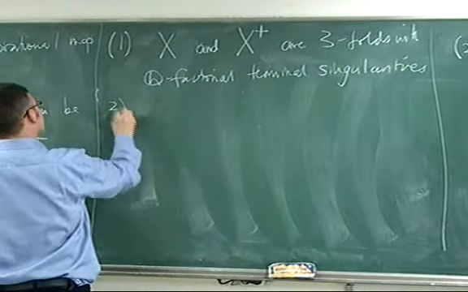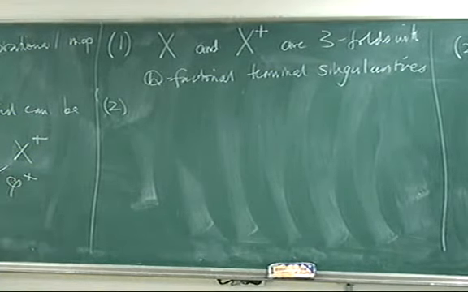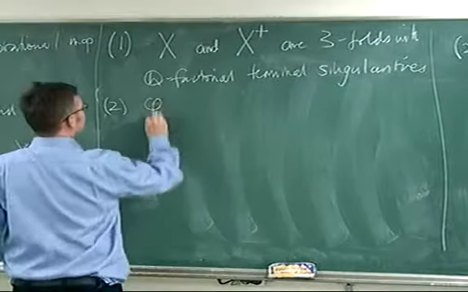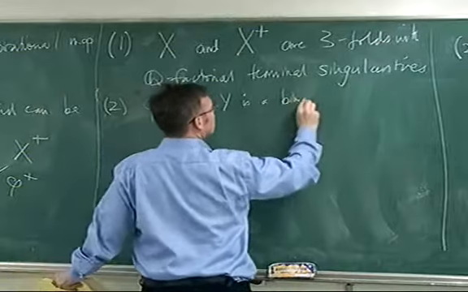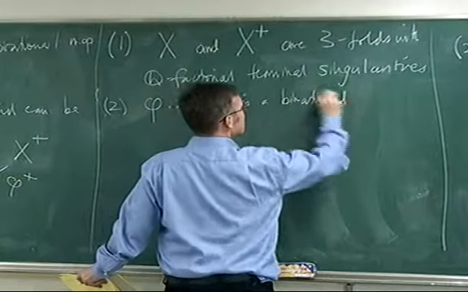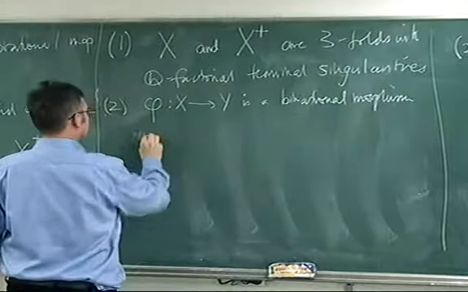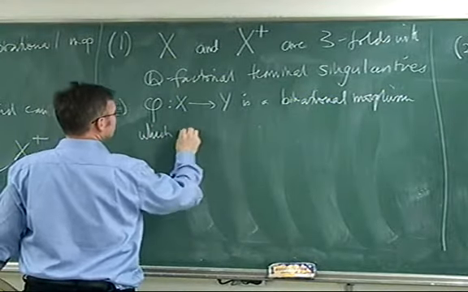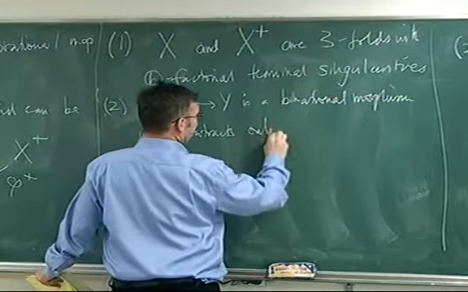Okay, that's 1, 2. So this first map here on the left, these are two maps which I'm calling phi and phi plus. So phi is a birational morphism which contracts only finitely many lines. So phi from X to Y is a birational morphism which contracts only finitely many lines.